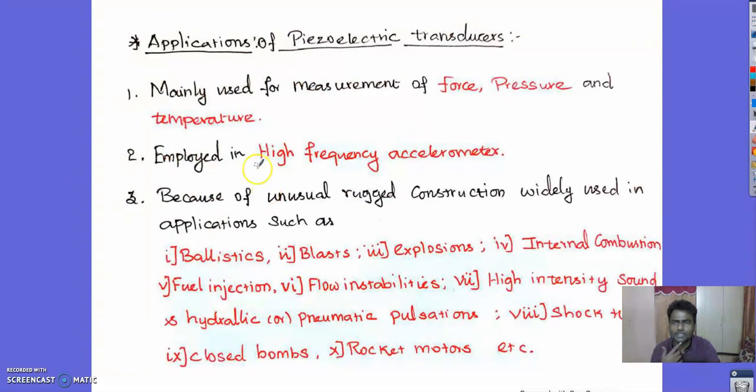Coming to applications, it is mainly used to measure force, pressure, etc., and employed in high frequency accelerometers. And these are some of the applications which use it because of its rugged condition, that is ballistics, rocket motors, etc.